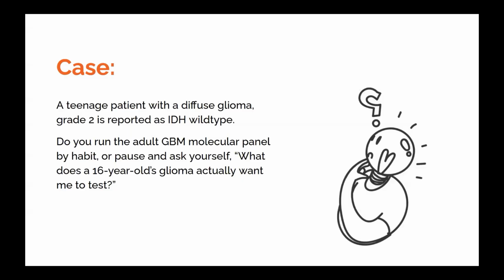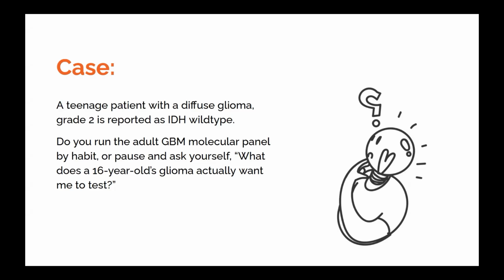So, this was an interesting case, and that is why I preserved it instead of taking it out. This is a teenage patient with a diffuse glioma, grade 2, and reported as IDH wild type. Now, do you run the adult GBM molecular panel by habit? Or pause and ask yourself, what does a 16-year-old's glioma actually want me to test?